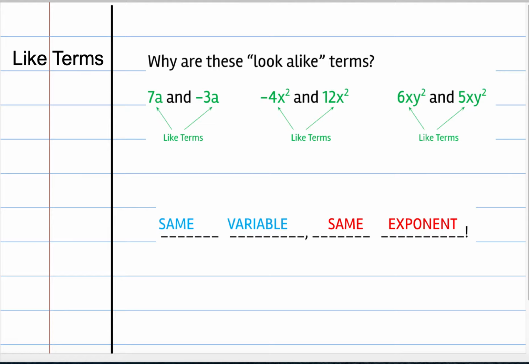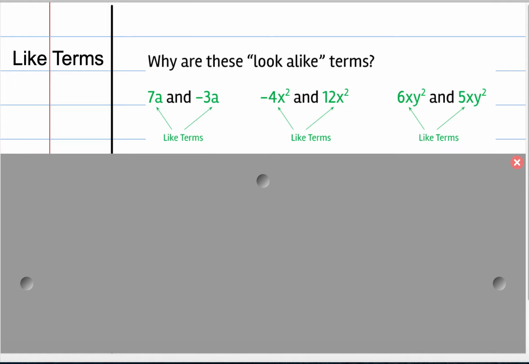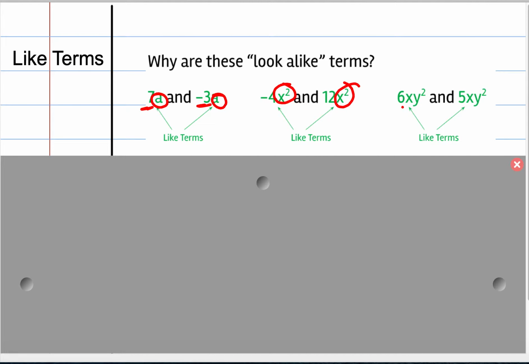So let's look at some like terms. So like terms mean like the a and the a are alike. It doesn't matter about the coefficient in front if one's positive and one's negative. So these are like terms because they're both x squared. These are alike because it's xy squared, and this is again xy squared.